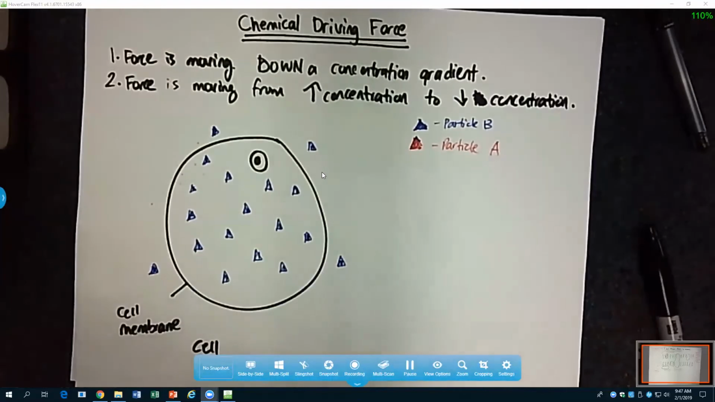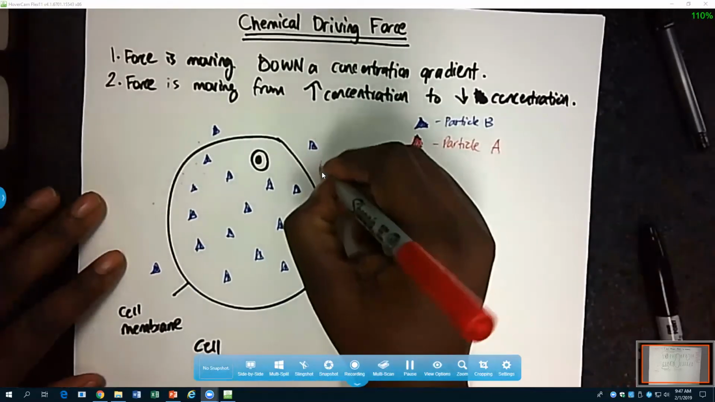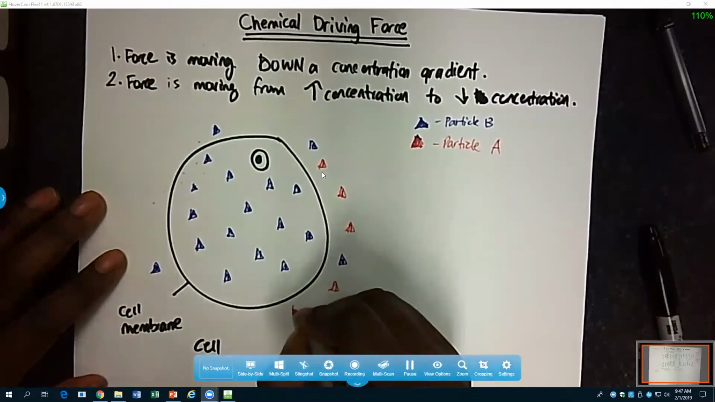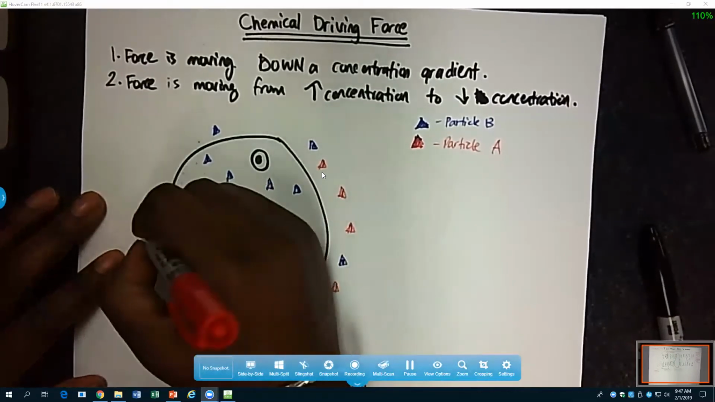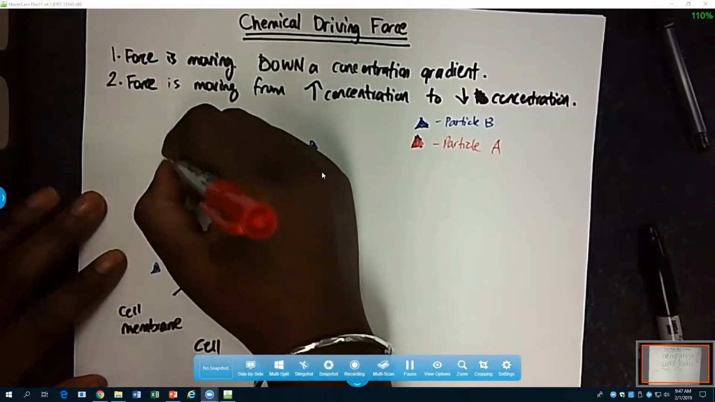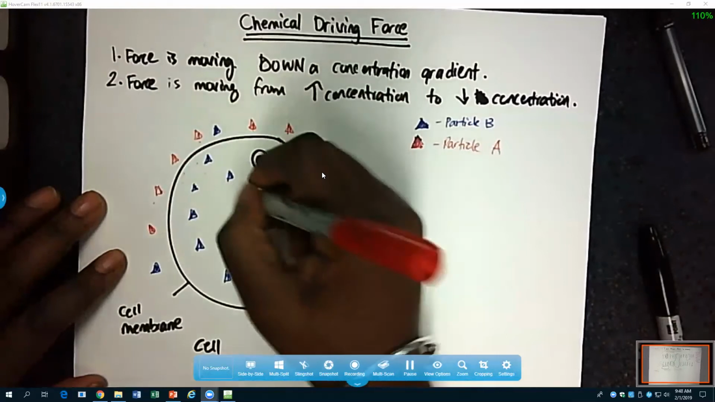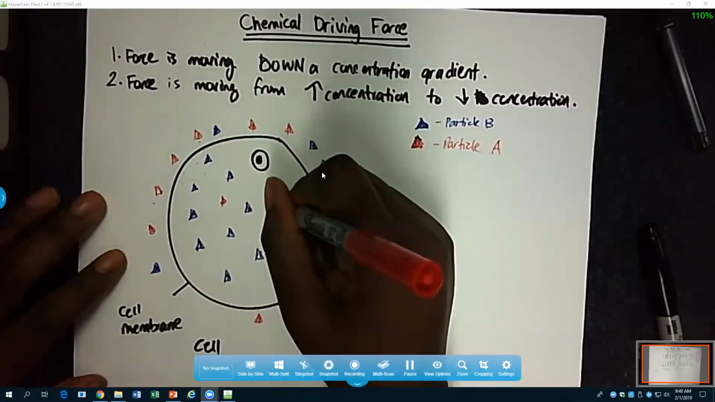And the reverse is true for particle A. We have a lot of particle A on the outside of the cell. And then very little particle A inside the cell.